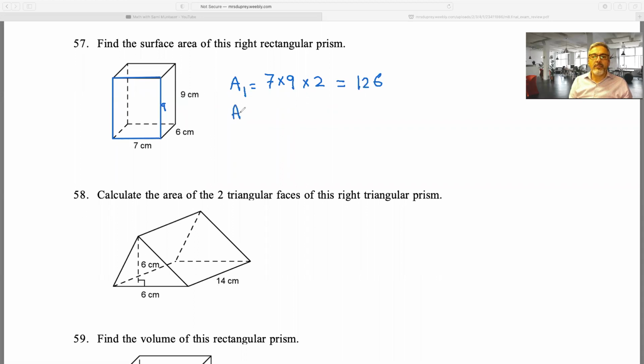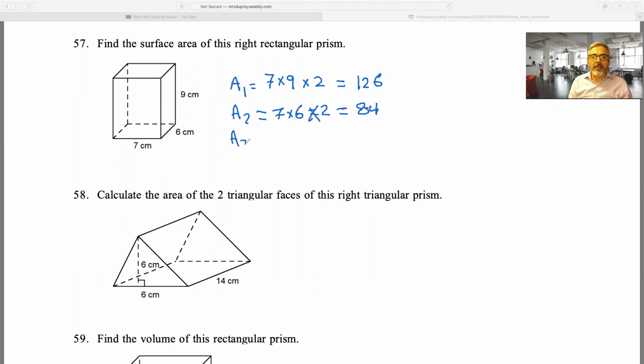And area 2 is the top and the bottom, and they are the same. The bottom is 7 times 6. Again, we have to multiply that by 2 because we have the top and the bottom, and therefore 7 times 6 is 42, times 2. 42 times 2 is 84.